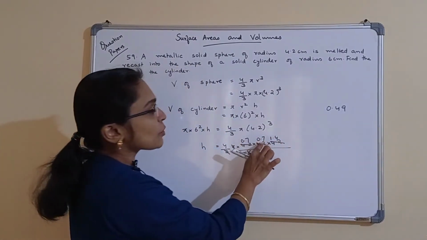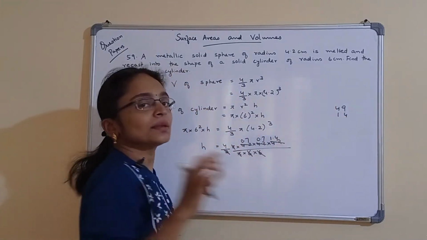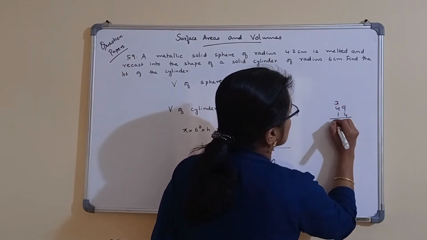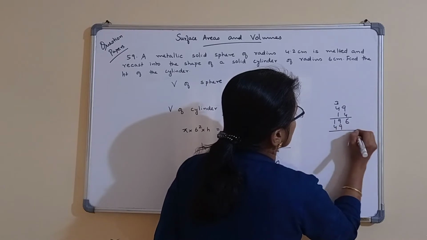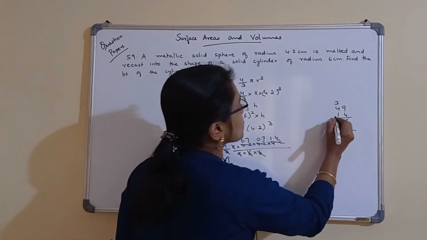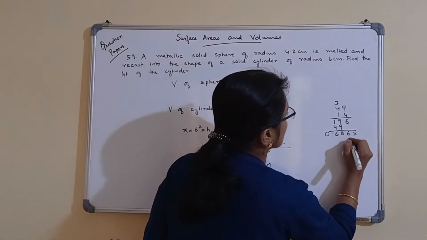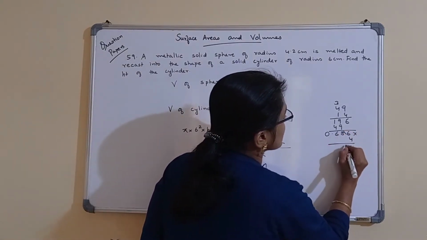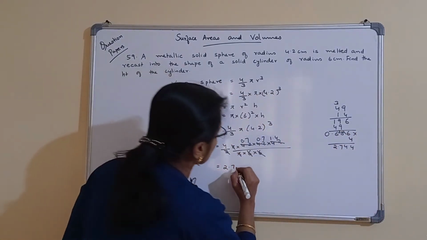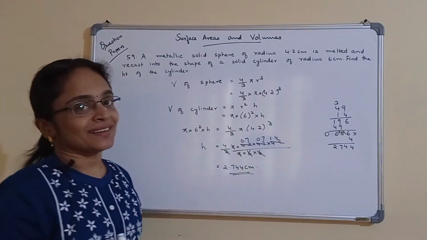Now 0.49 into 1.4. We can multiply 49 by 14, and 4 nines are 36, 16 plus 3 is 19, then 49, we will get this as 686. So this is equal to 3 decimals, 0.686 into 4. 4 8s are 32, 34, 24 plus 5 is 27. So 2.744 centimeter is the height of this cylinder. Okay.